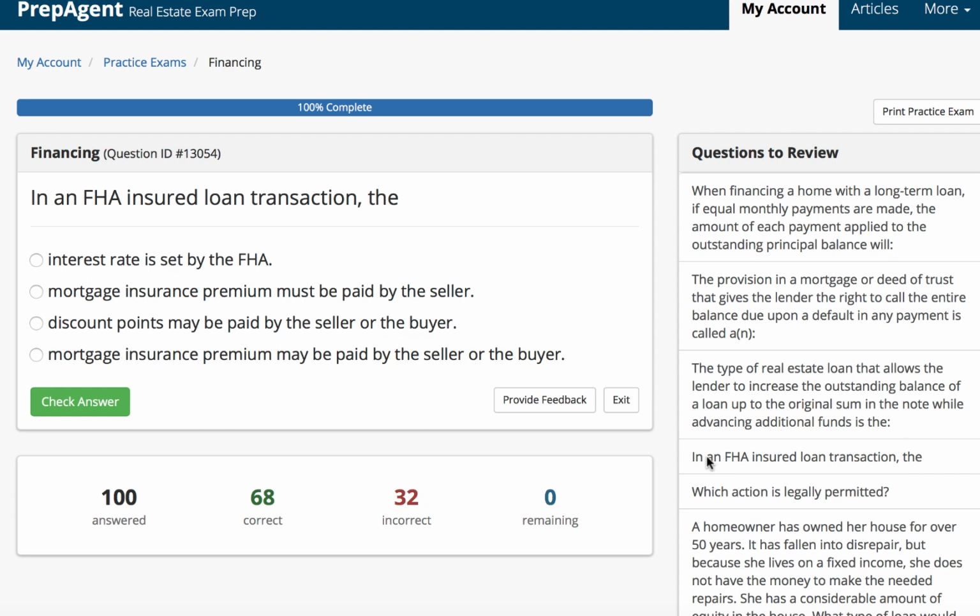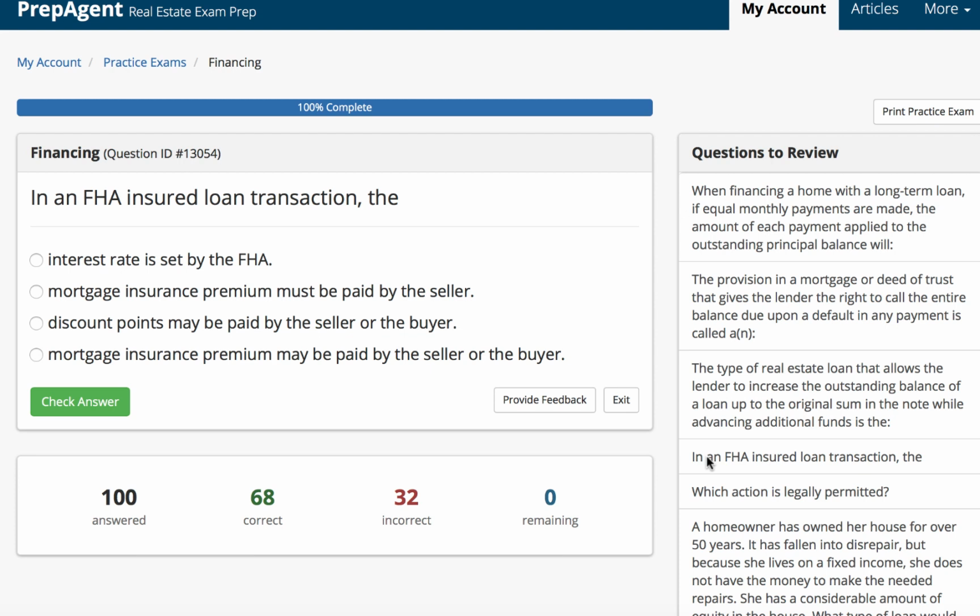In an FHA insured loan transaction, the interest rate is set by the FHA. Mortgage insurance premiums must be paid by the seller. Discount points may be paid by the seller or buyer. Mortgage insurance premiums may be paid by the seller or the buyer. We already had this one and I can't remember what it was.